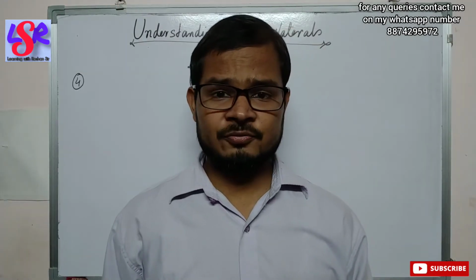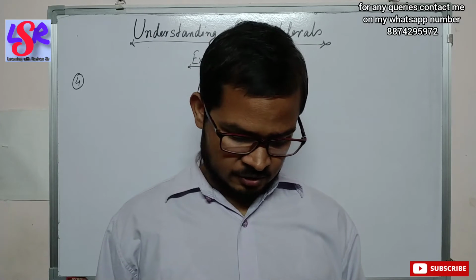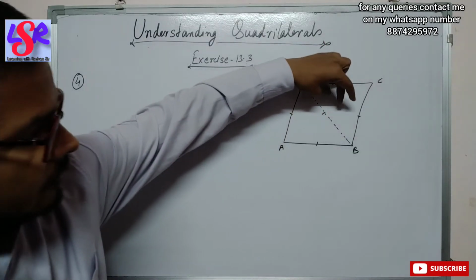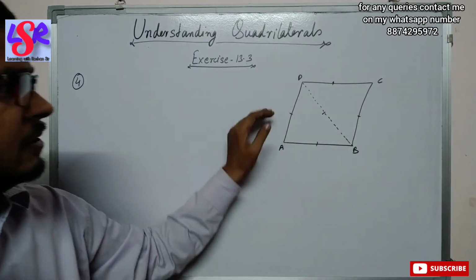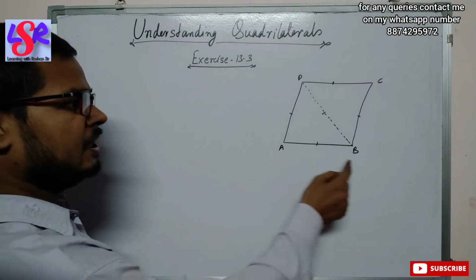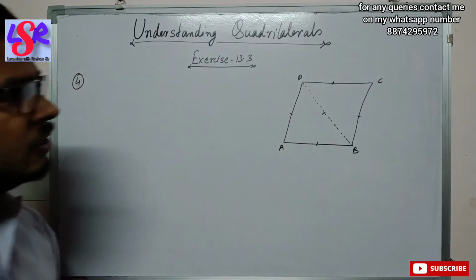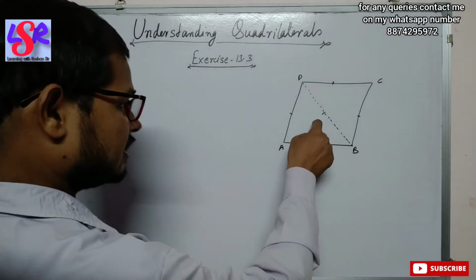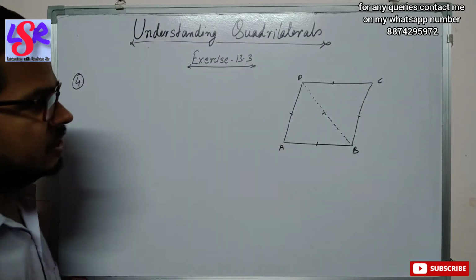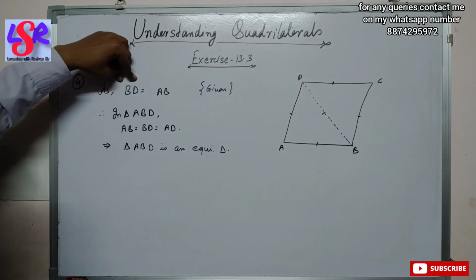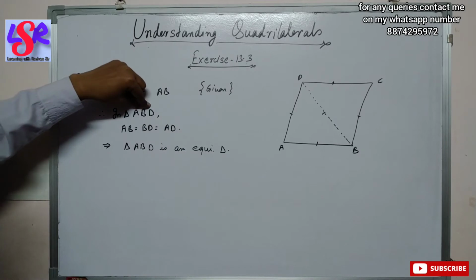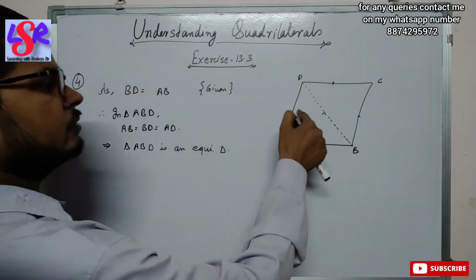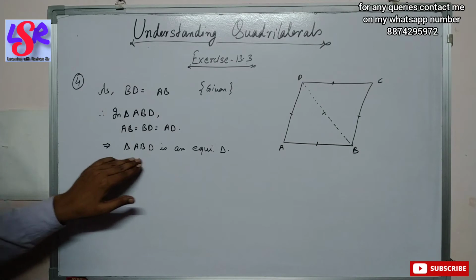Now in question number 4 we have one of the diagonals of a rhombus equal to its sides. We have to find all the angles of the rhombus. As per the question, the length of the diagonal is equal to the length of the sides. Therefore this triangle ABD has all sides of equal length. So we can call this an equilateral triangle. And as this is an equilateral triangle, this angle will be 60 degrees. Here we have been given BD equals AB. So in triangle ABD we get AB equals BD equals AD. Therefore it is an equilateral triangle.